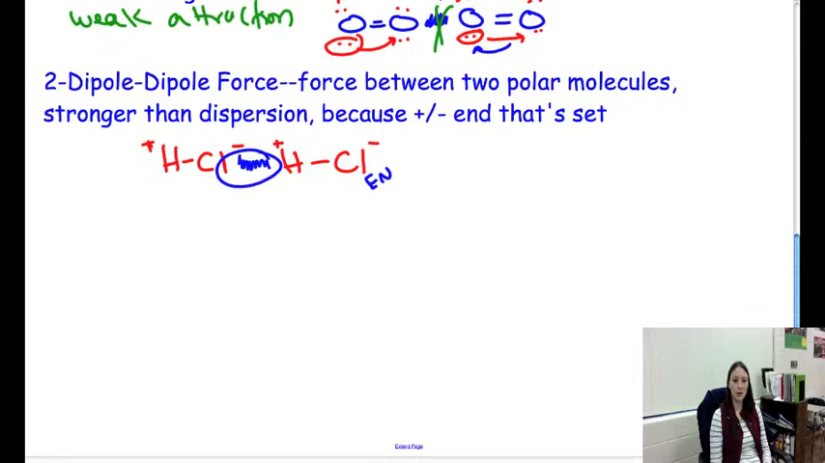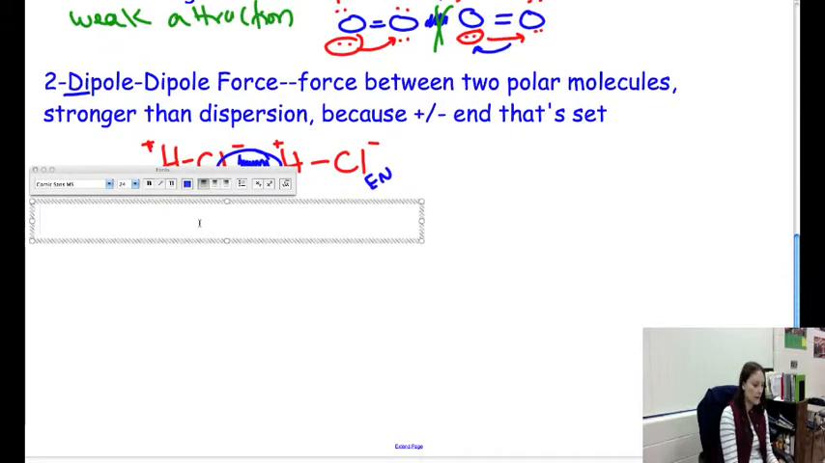This is a much stronger attraction. It's not a short time one, it's forever how long these are close to one another, and they're going to stick to one another. And that's a dipole. Dipole meaning two poles, positive and a negative. Okay, let's look at the third one.